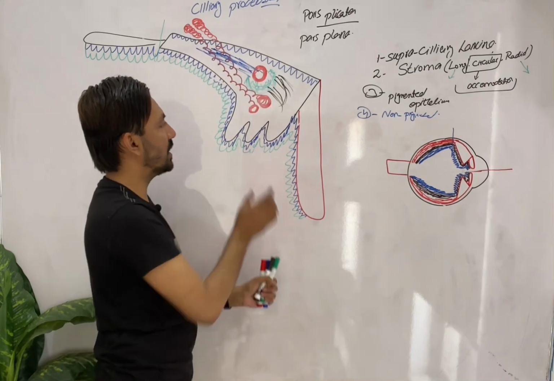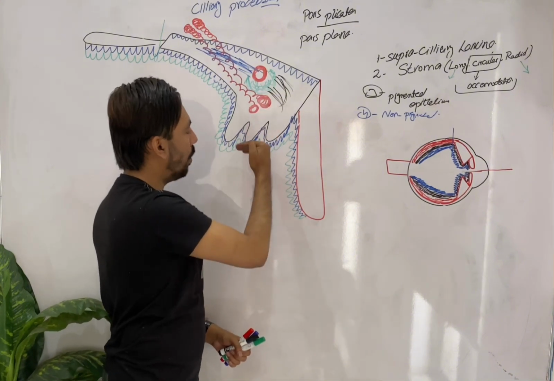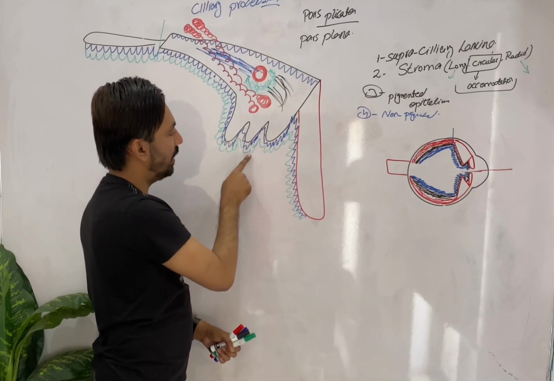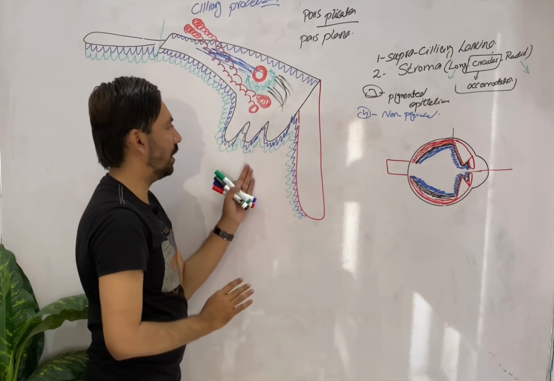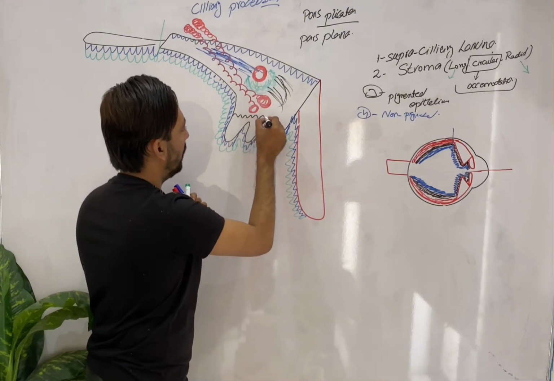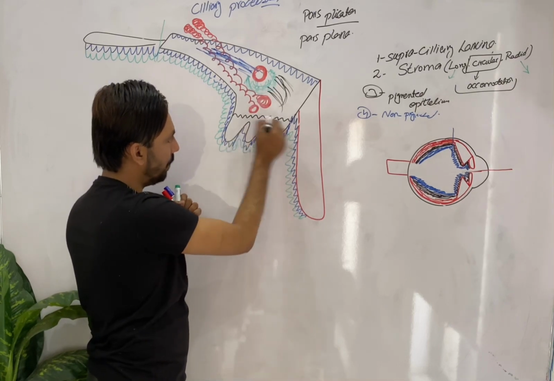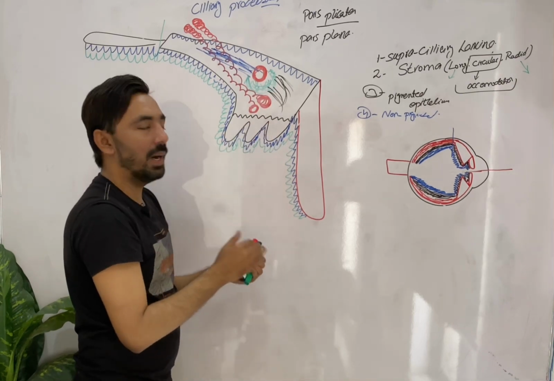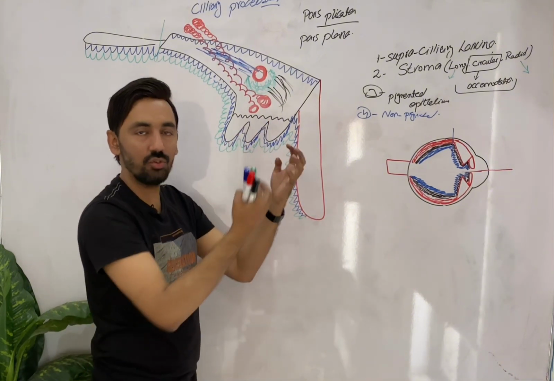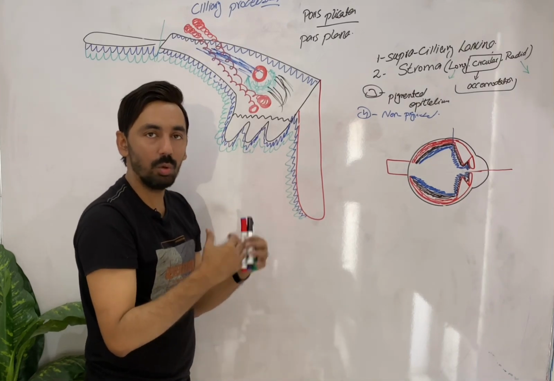Only the selective nutrients from the blood will filter out, and they will be extracted by the ciliary processes and the non-pigmented epithelium of the ciliary body, right? So there is a filter over here, beneath the vascularity, between the blood vessels and the non-pigmented epithelium. This filter is actually creating a blood-aqueous barrier. The aqueous humor is extracted from the blood, but not the whole blood, only the selective nutrients.